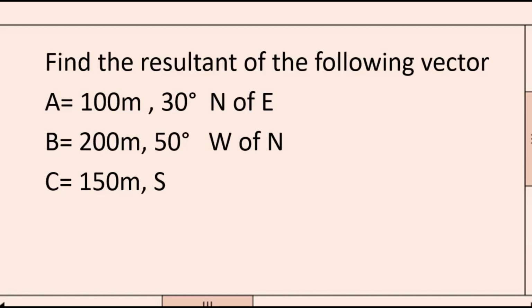Let us find the resultant of the following vectors. Let's see, we have vector A, which is 100 meters, 30 degrees north of east. We have vector B, which is 200 meters, 50 degrees west of north. And vector C, which is 150 meters south.